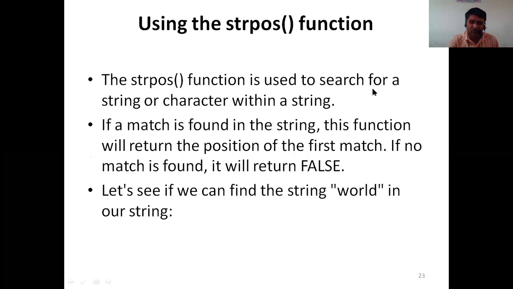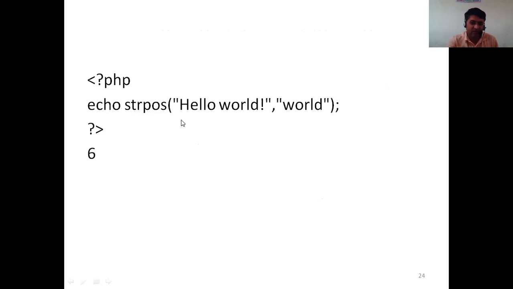Then string position is used to search for a string or character within a string. If a match is found, the function will return the position of the first match. If no match is found, then it will return false. Let us see one example of searching for a word in our string. So this is strpos of Hello world. What is the position of the word? The position of the word is the sixth number. Okay, 1, 2, 3, 4, 5, and from the sixth position the word starts. So this is about the string functions.